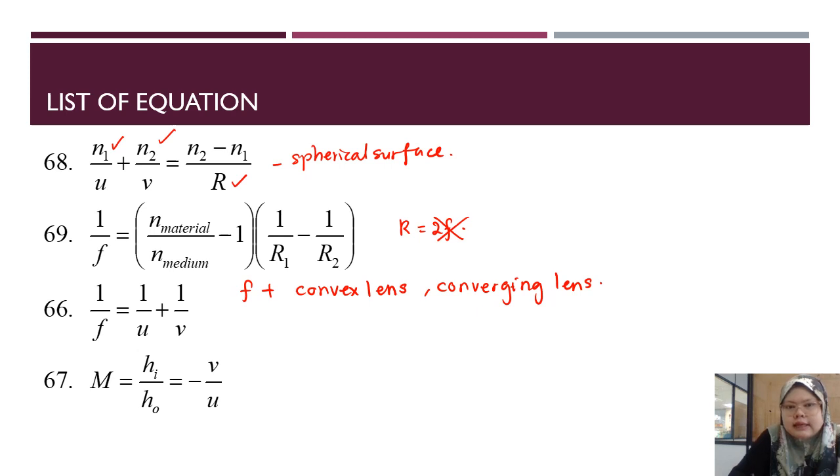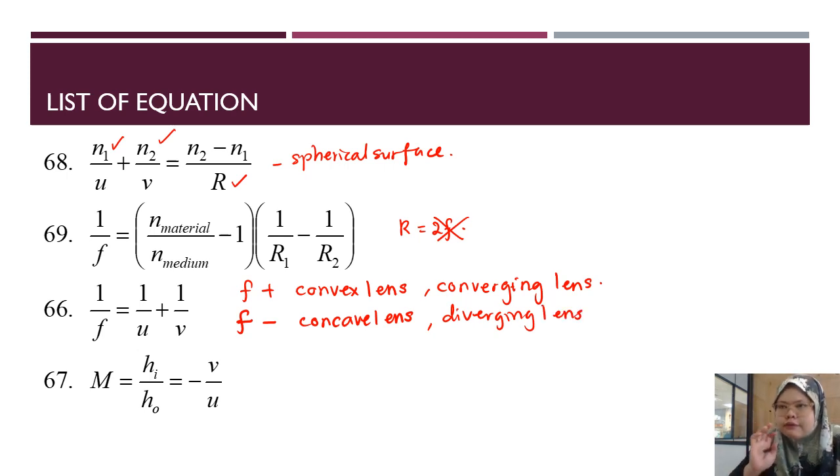And then the second lens is concave lens, so the focal length is negative. Untuk concave lens, dia punya focal length is negative. Dia adalah diverging lens. So kita ada 3 concave lens, which are biconcave, concave meniscus and plano concave. Tiga-tiga tu adalah diverging lens.